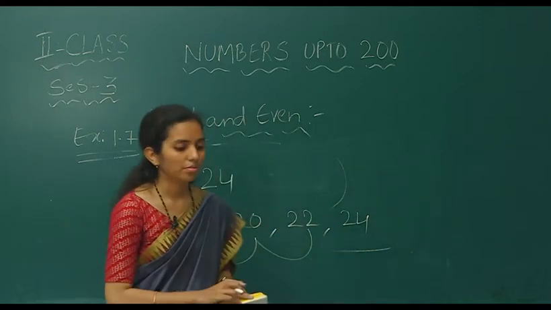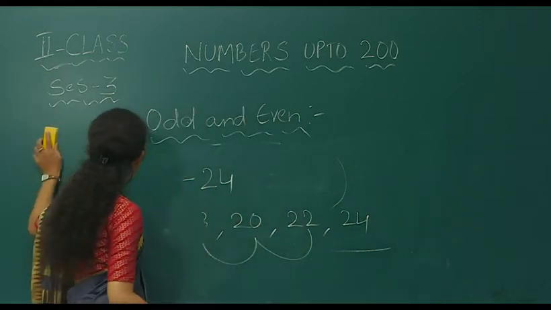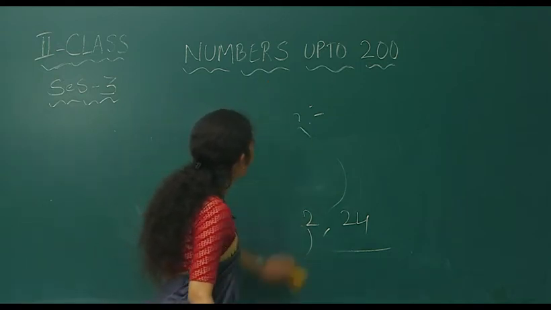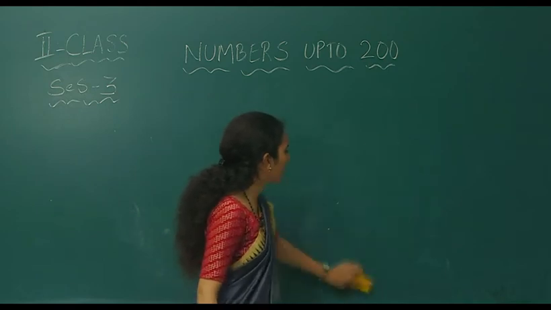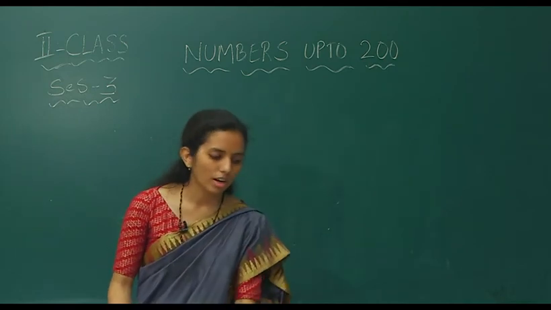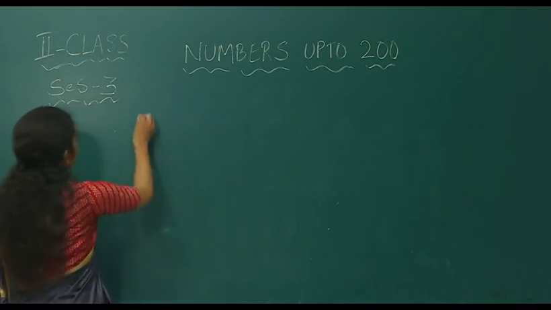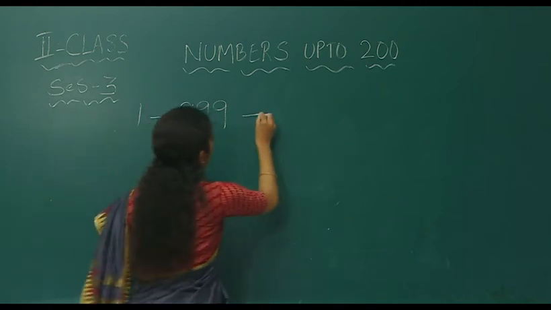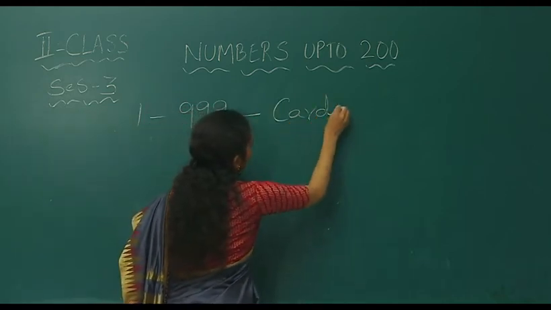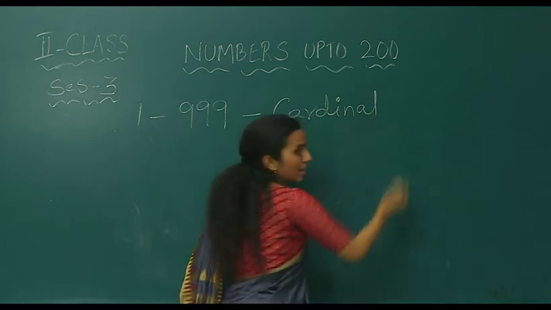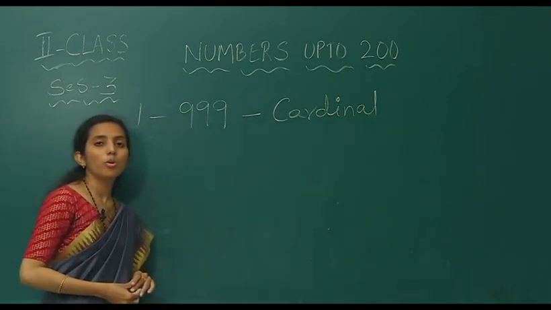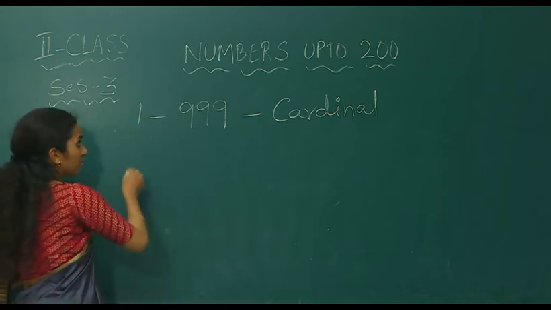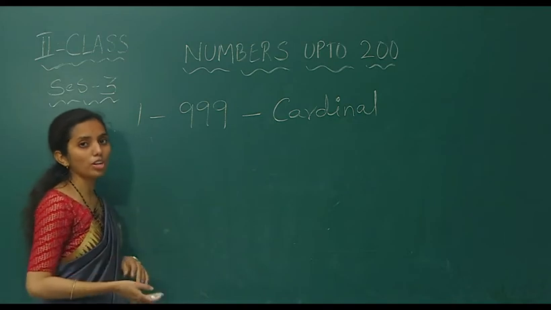So, what are the numbers which we use to count persons or places? That we are going to learn now. All the numbers from 1 to 999 are cardinal numbers. They are called what? Cardinal numbers.